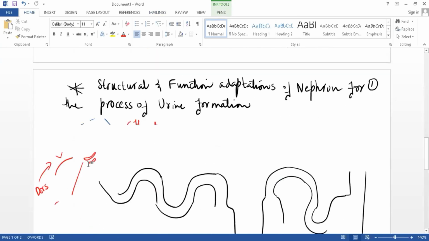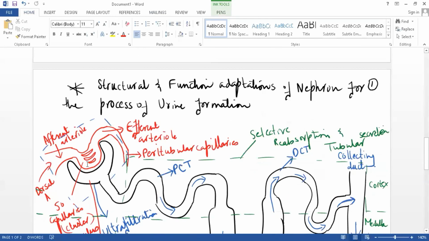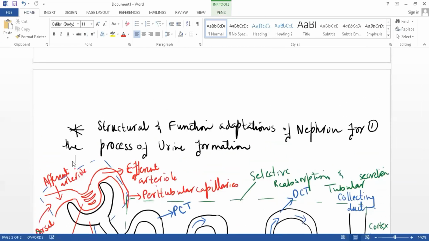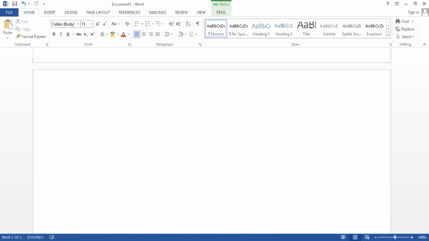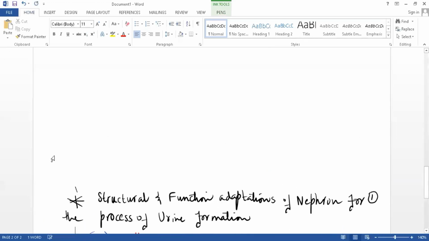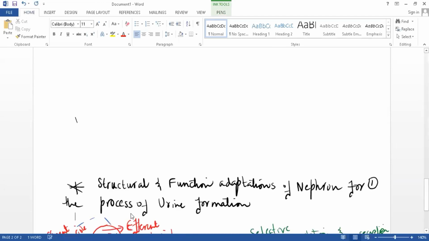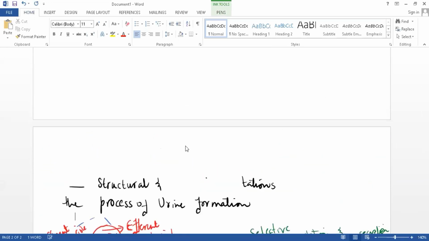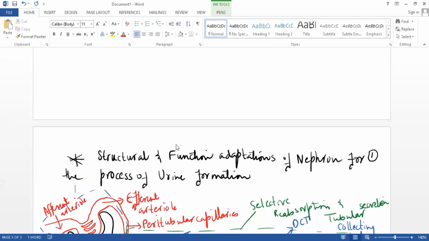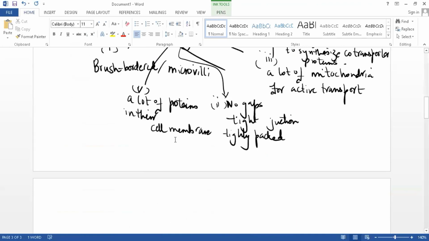Next, after the adaptations of the proximal convoluted tubule, are the adaptations of the loop of Henle. The loop of Henle has a descending limb and an ascending limb. The descending limb is more permeable to water and has very little permeability to ions. The ascending limb is permeable to ions and impermeable to water. These are the adaptations of the loop of Henle.